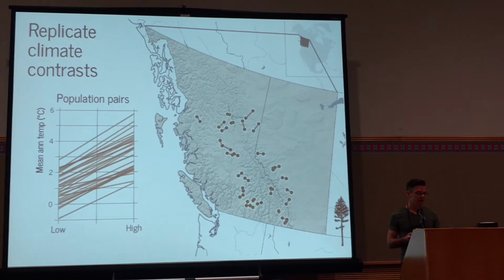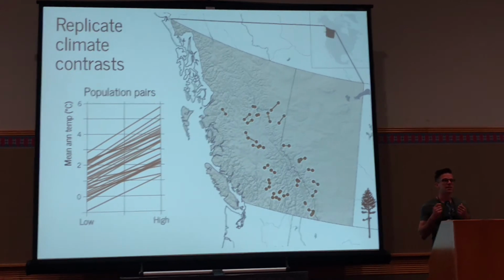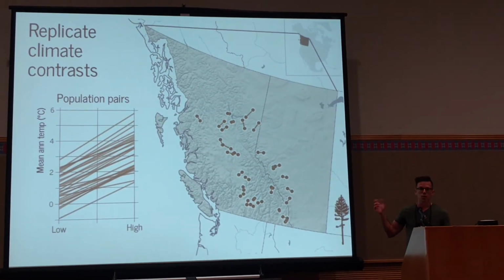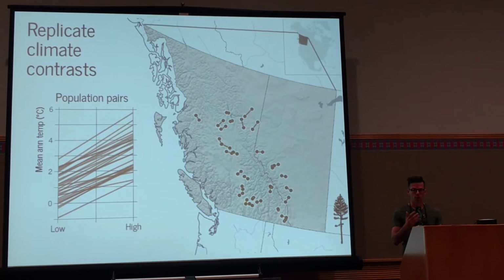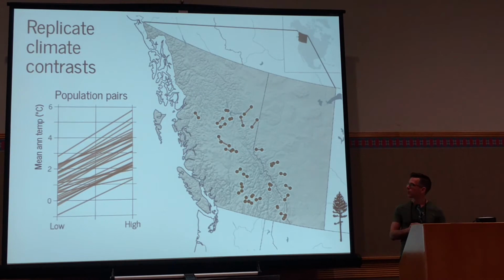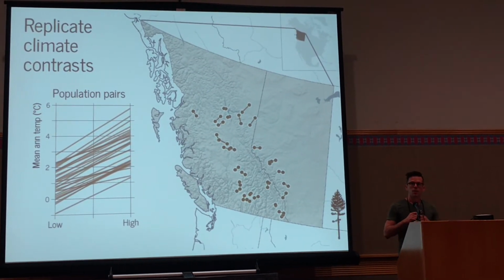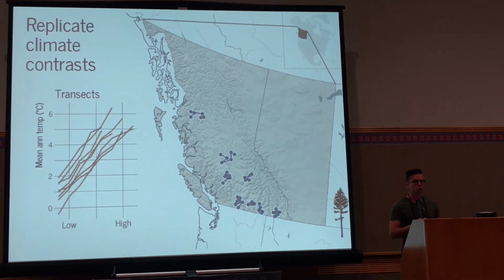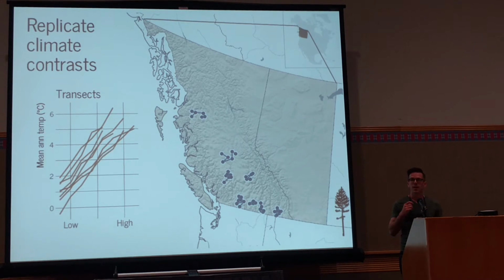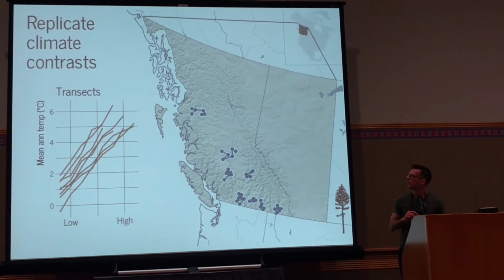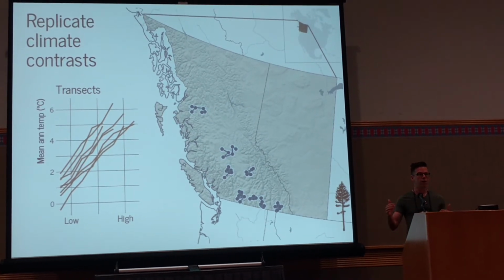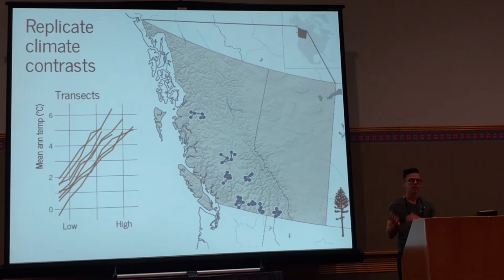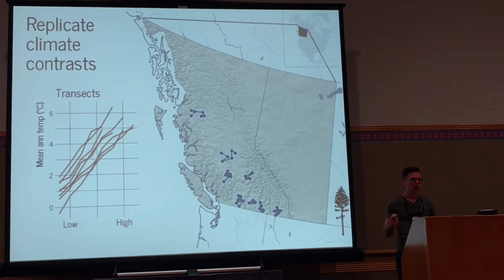So the AdaptTree team identified population pairs that are separated by similar distances in mean annual temperature. These are populations that have already been sampled, and you can see that the geographic distance between them varies somewhat, and the minimum and maximum temperatures that they're at are different, but they're varying across a consistent environmental distance between each member of the pair. There were also transects of multiple sites identified, anywhere from about 6 to 8 sites along a transect, covering a wider total range of climate, but the distance between sites on the transect is smaller. So these are two different possible ways to get at this replicate look across environmental distances.